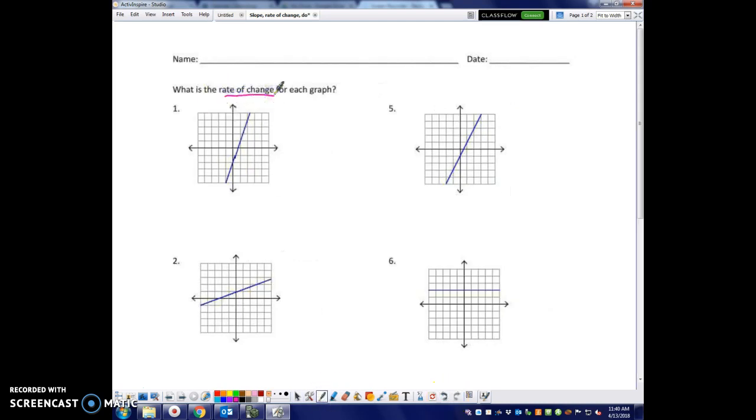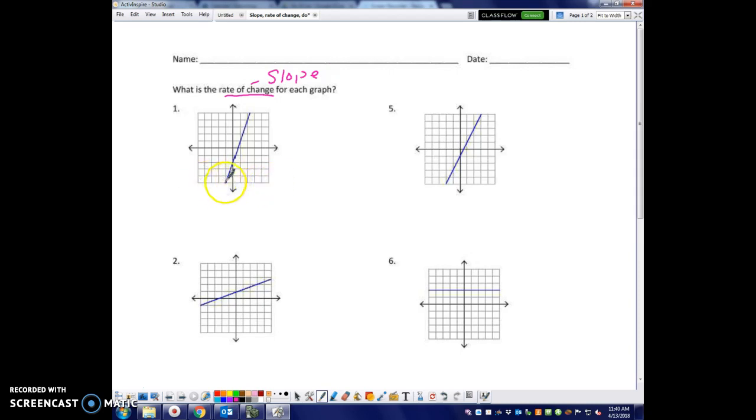Rate of change, that's another word for what? You should know, think about it. The rate it's changing is another word for slope. Okay, rate of change and slope are the same thing. So let's look at number 1.